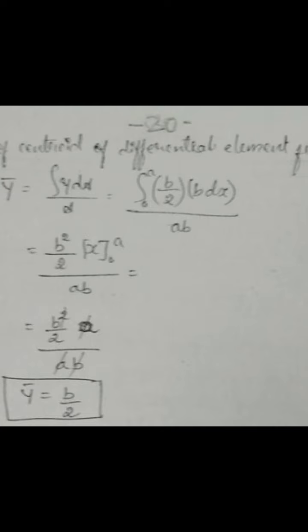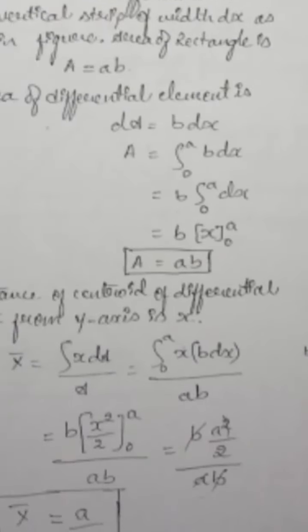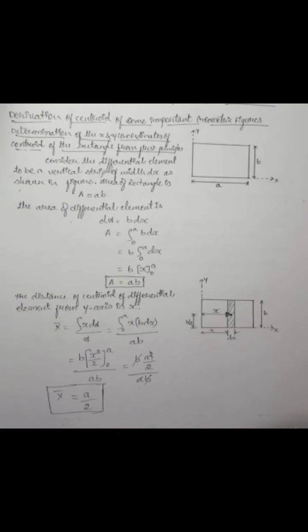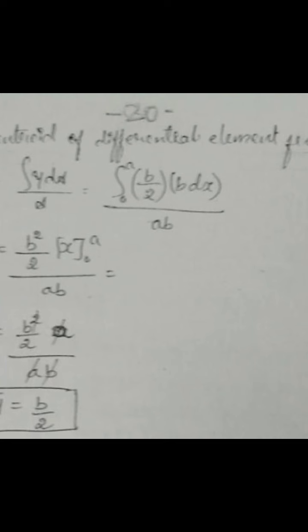The same I am using here: dA is equal to b into dx. Area is equal to a into b. The previous one also used area as a into b. Previously x bar and y bar remain the same, so x bar is the x distance and y bar is the y distance. Here, in place of dA, it is b into dx.